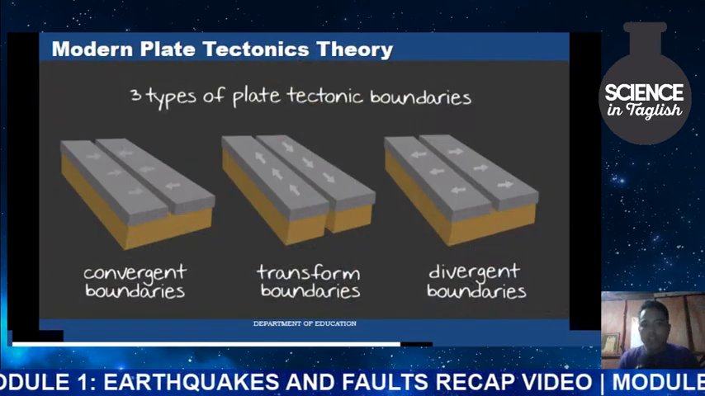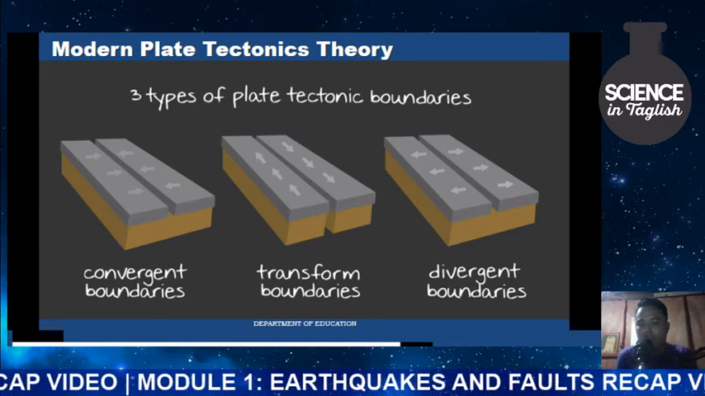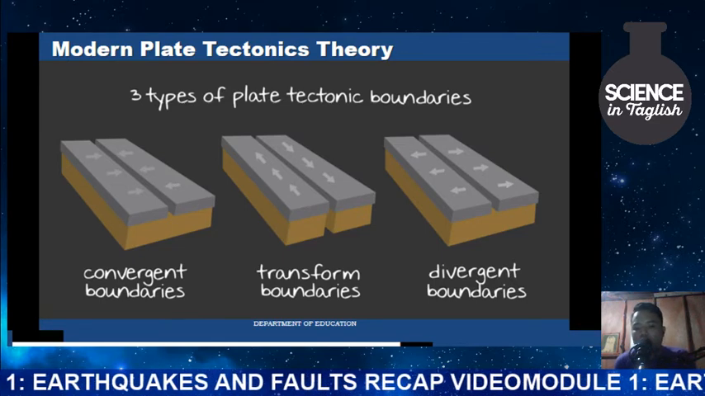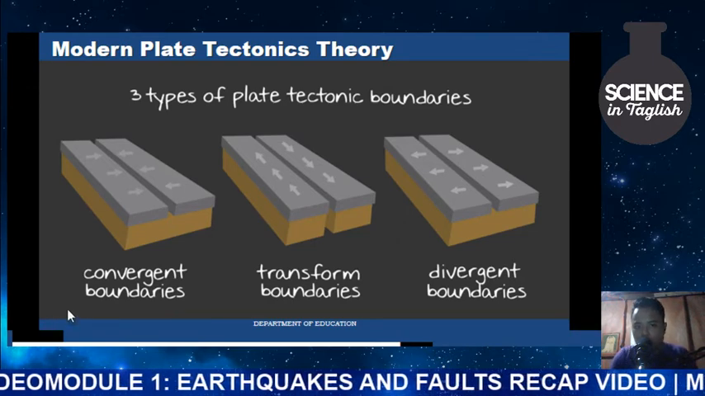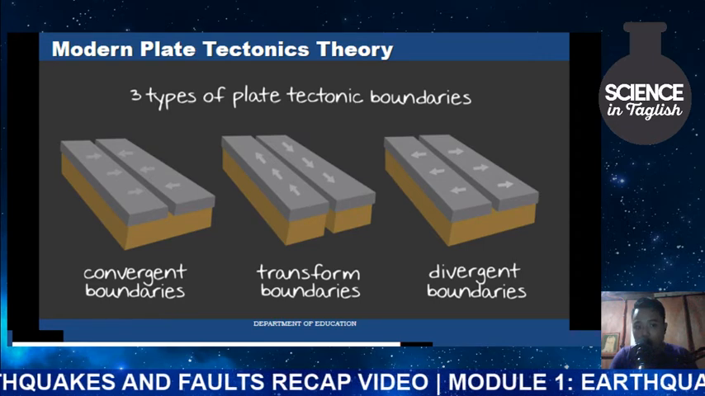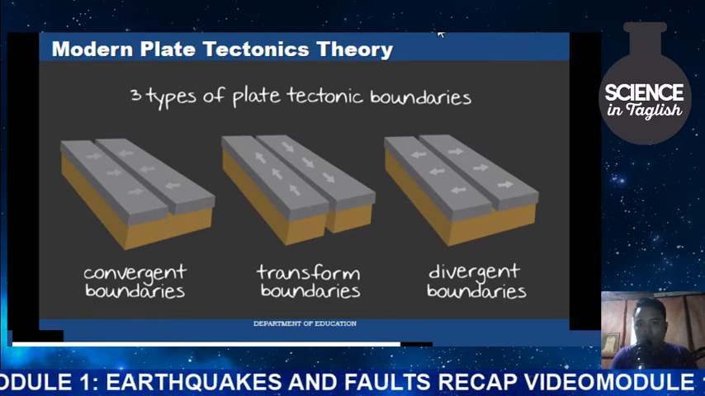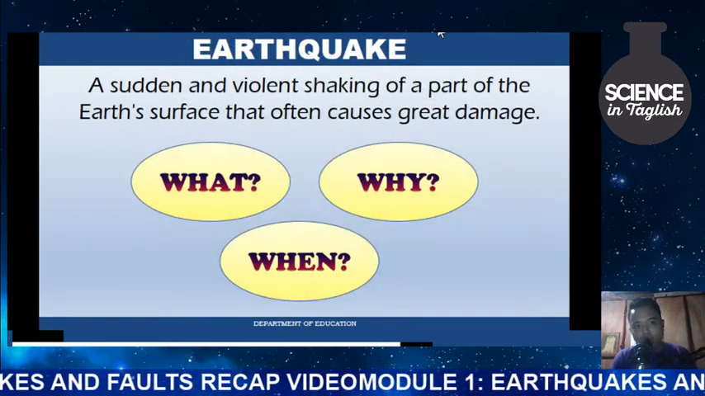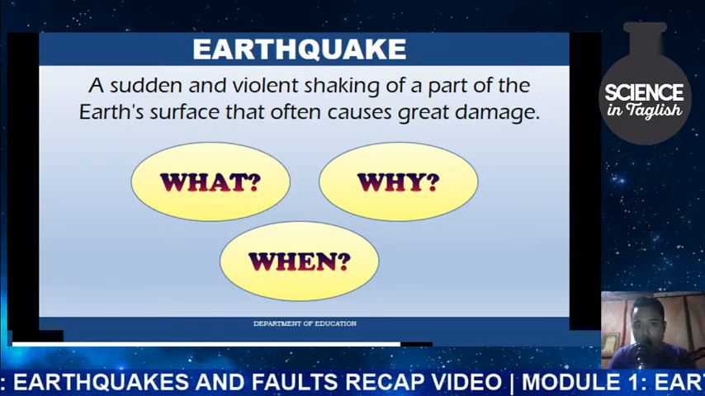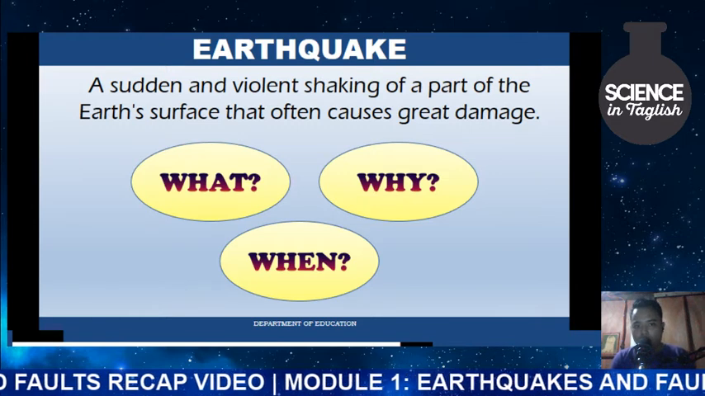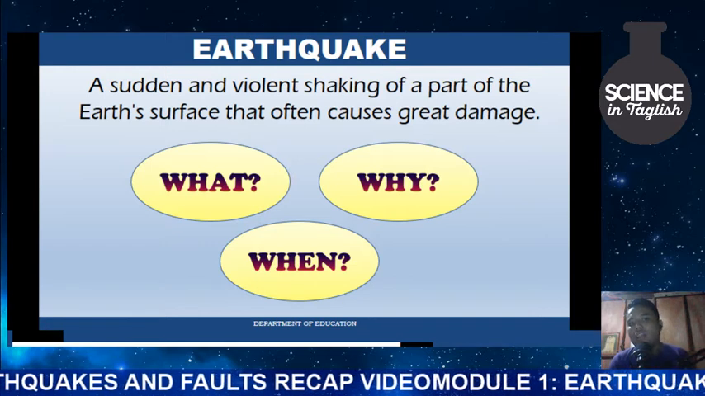Earthquakes, let's start. Okay, according to plate tectonics theory, which you will learn more in grade 10, there are three types of plates. We have convergent plates, transform plates, and divergent plates. Okay, so yun yung different types ng boundaries. Okay, tapos earthquake is a sudden and violent shaking of the ground that causes great damage. Okay, so we will answer the following questions. What is an earthquake? It is a sudden and violent shaking.